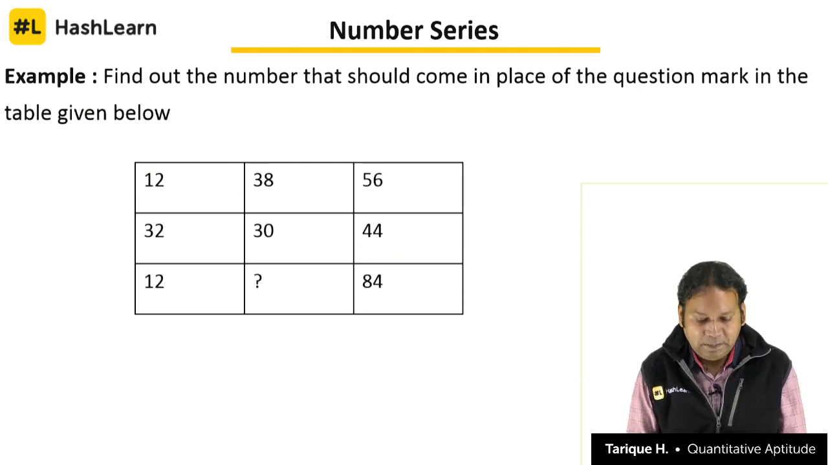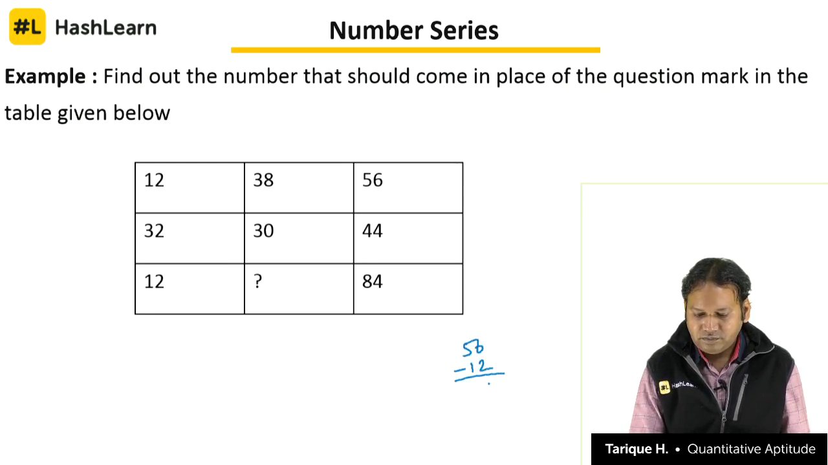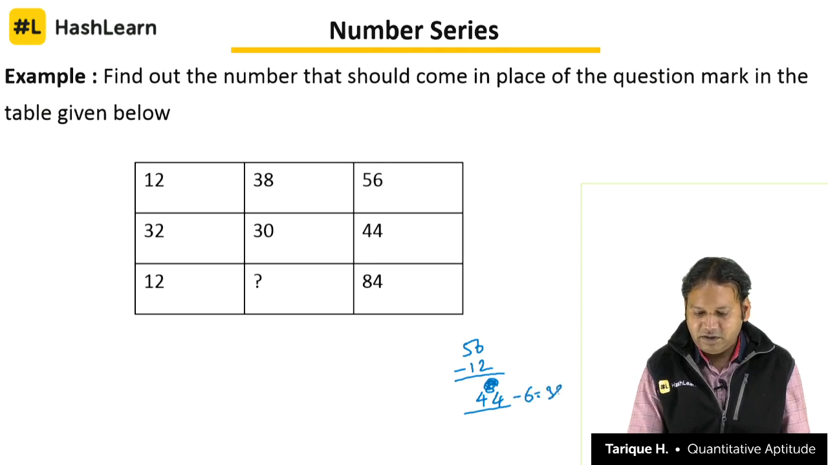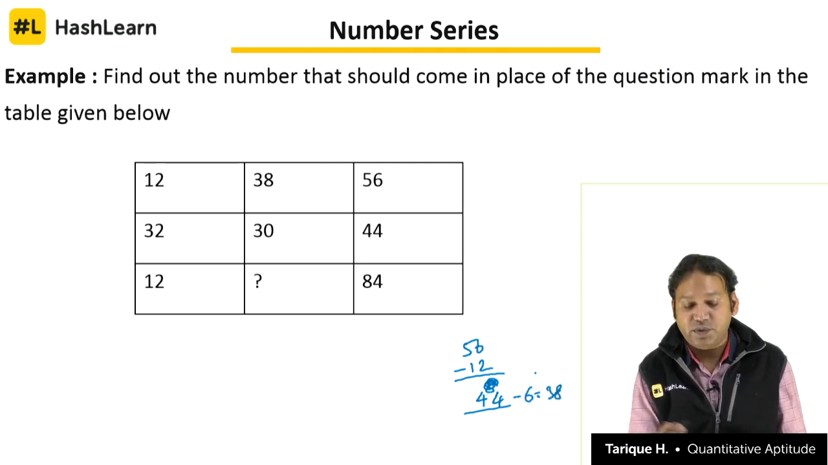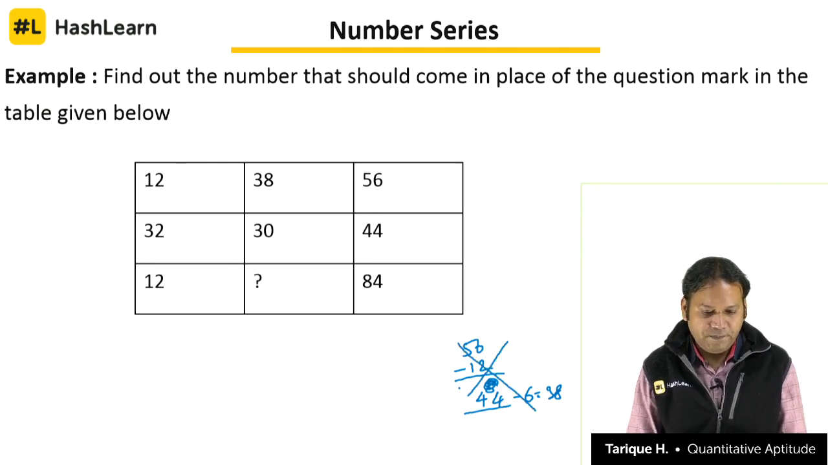12, 38, 56, 32, 30, 44 and then we have 12, question mark and 84. So what could be the logic in this question? 12 plus 56, if I say 56 minus 12, that is 44, but this is 38 and 44 minus 6 is 38, but then that is not working out. 44 minus 32 is only 12, we are getting 30 there, so it's not based on difference here.